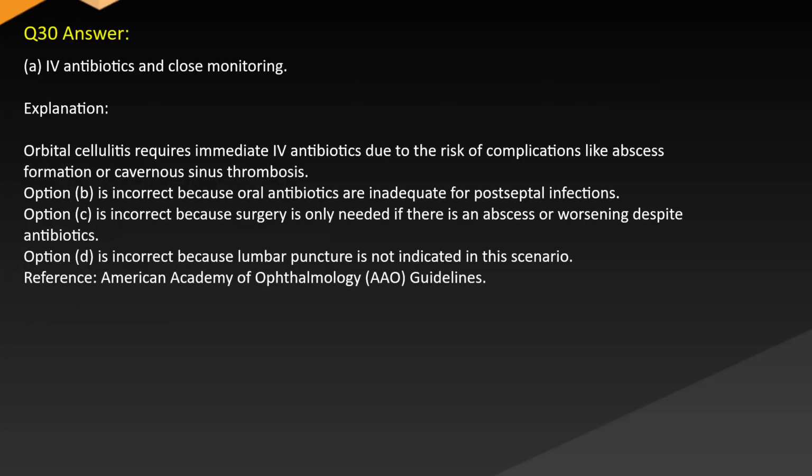Answer: IV antibiotics and close monitoring. Explanation: Orbital cellulitis requires immediate IV antibiotics due to the risk of complications like abscess formation or cavernous sinus thrombosis. Option B is incorrect because oral antibiotics are inadequate for post-septal infections. Option C is incorrect because surgery is only needed if there is an abscess or worsening despite antibiotics. Option D is incorrect because lumbar puncture is not indicated in this scenario. Reference: American Academy of Ophthalmology Guidelines.